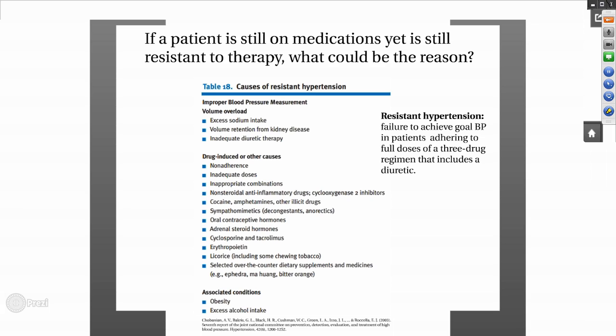So non-adherence, inadequate doses, inadequate combinations, and also something relatively benign, NSAIDs, things like ibuprofen. That's a cause of resistant hypertension. Why? Because that also causes sodium and water retention. Corticosteroids are also an issue. So all these things I would take into account first. If a patient is having resistant hypertension, these are things we can consider and make sure that we check off our list. Lastly would be obesity or things like excess alcohol intake that can cause this resistant hypertension.